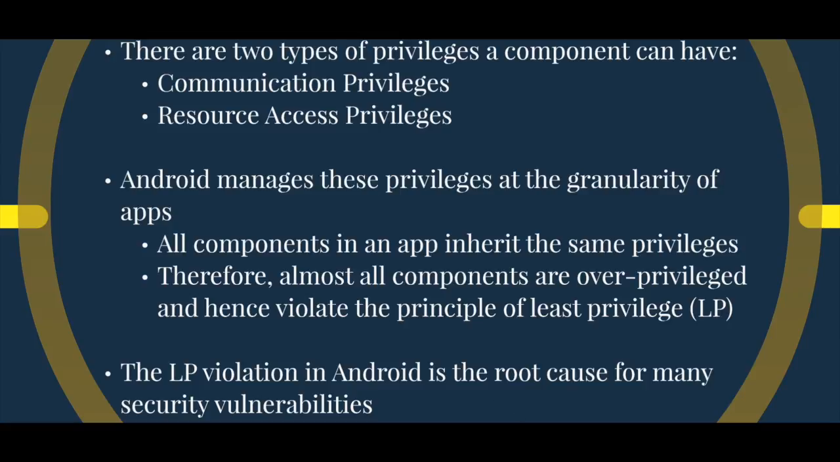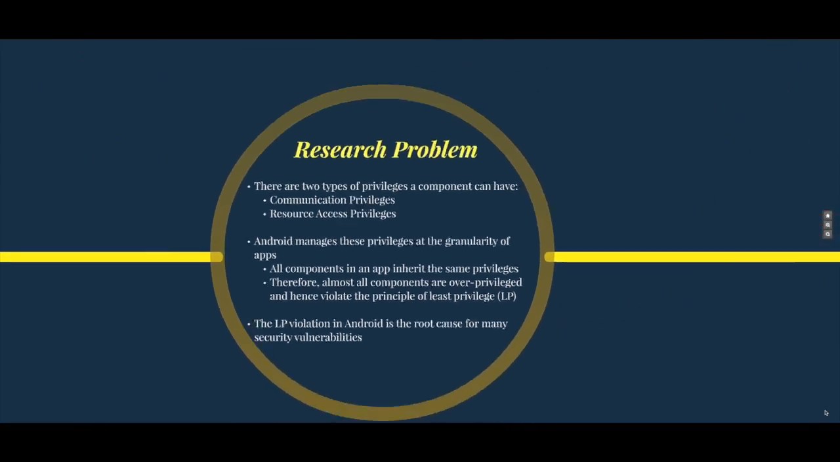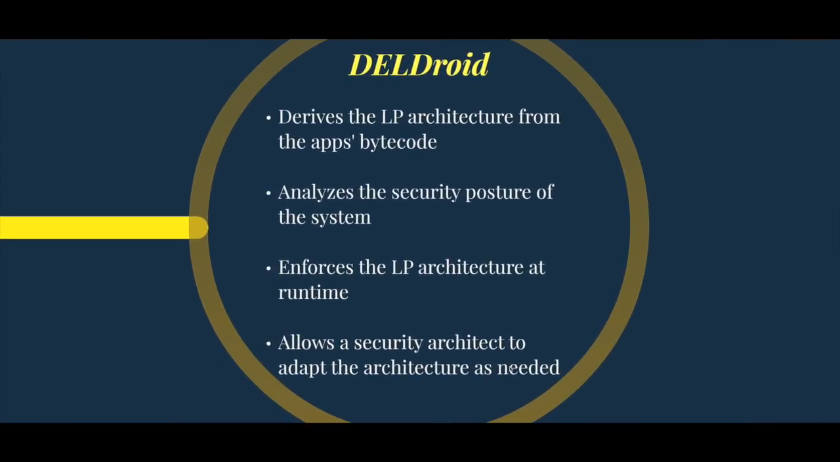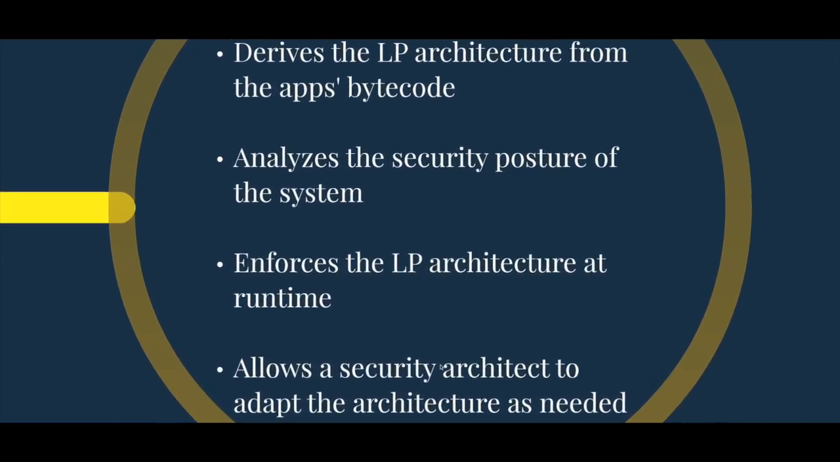To address this problem, we have developed DELDroid, which derives the least privilege architecture from the app's bytecode, analyzes the security posture of the system, and enforces the established architecture at runtime. Moreover, DELDroid allows a security architect to adapt the architecture while the system is running.